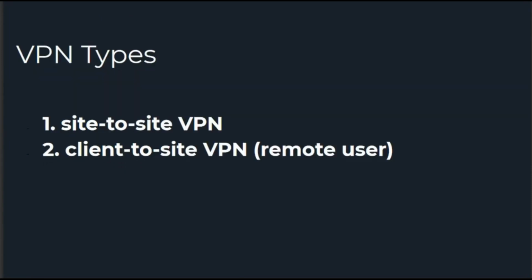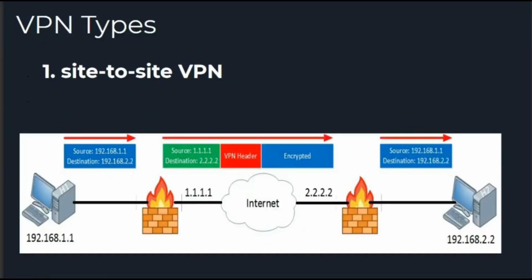VPN types. Two types of VPN: site-to-site VPN and client-to-site VPN, remote user. So these are the two most common VPN types we are using right now. First, site-to-site VPN. With site-to-site VPN, we have a network device at each site. Between these two network devices, we build a VPN tunnel. Each end of the VPN tunnel encrypts the original IP packet, adds a VPN header and a new IP header, and then forwards the encrypted packet to the other end of the tunnel. So this is the one type of site-to-site VPN we have discussed here.